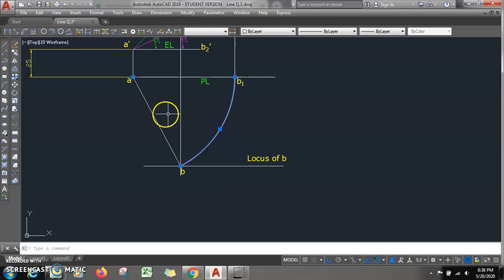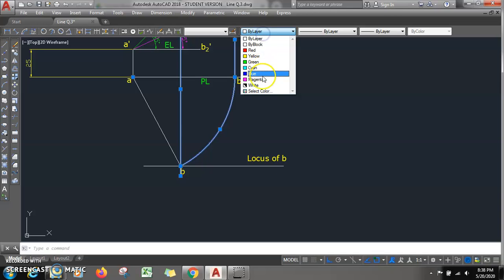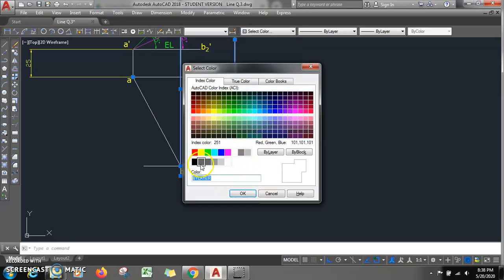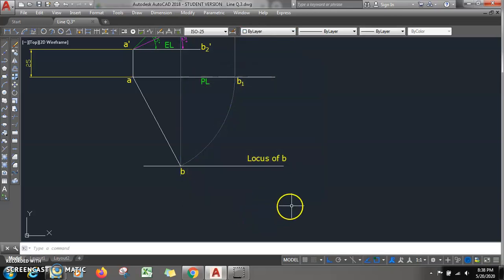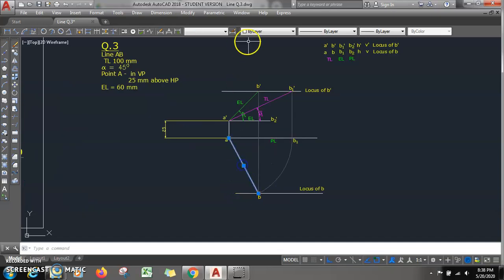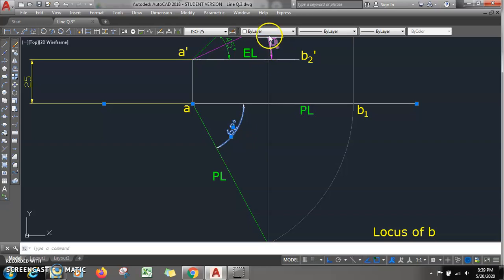All this is to be shown by a projection line, a faint line. This is the final projection. So I will show this like this. This length is plan length, and this angle is beta.